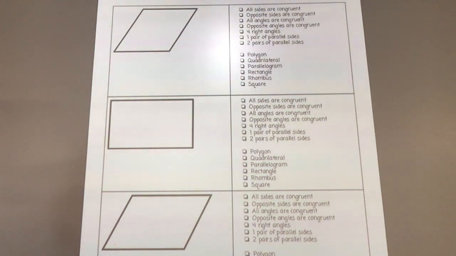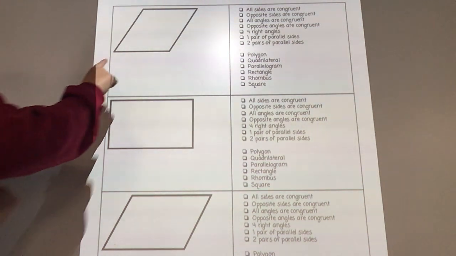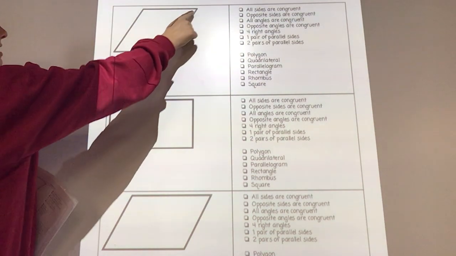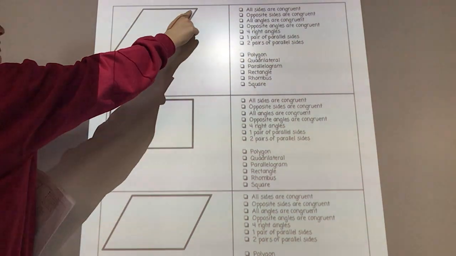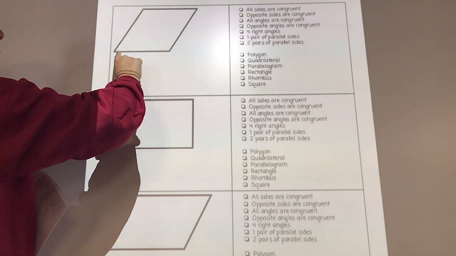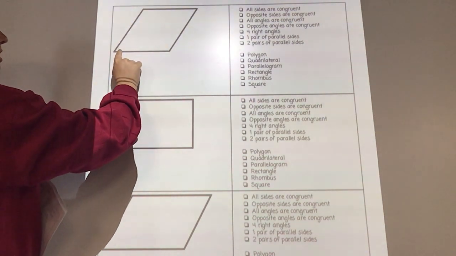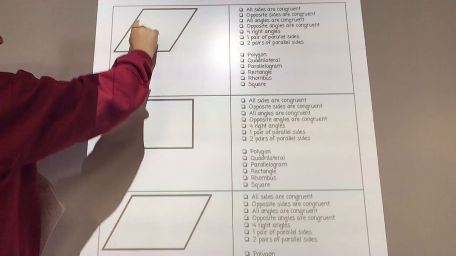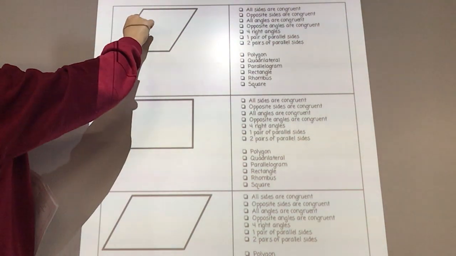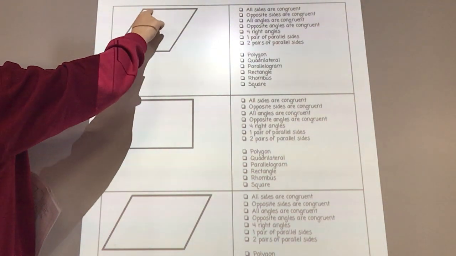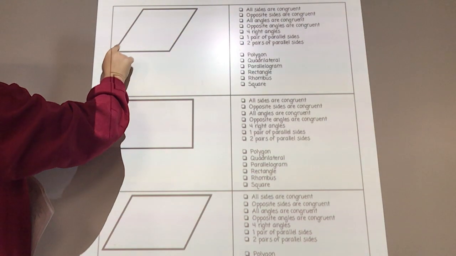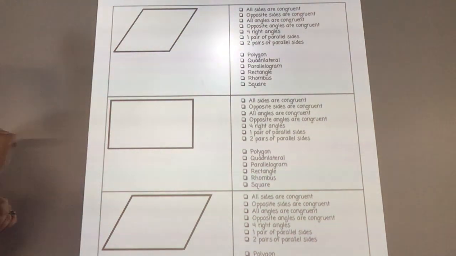All angles are congruent. Okay, so let's compare this angle to this angle. Are they congruent? They look pretty similar. I think yes on those. Let's compare this angle to this angle. Do they look the same? No, this one looks more like an obtuse angle, doesn't it? And this one looks more like an acute angle. So no, they are not all congruent.